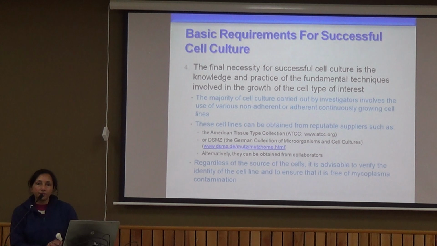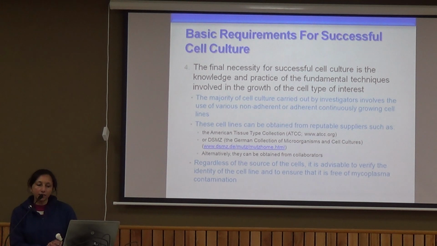It's very difficult for us to prepare a new cell line. We have already established cell lines available with manufacturers, so we can just order them as per our needs. The American Type Culture Collection, that is ATCC, or DSMZ, the German collection of microorganisms and cell cultures. Alternatively, they can be obtained from collaborators.